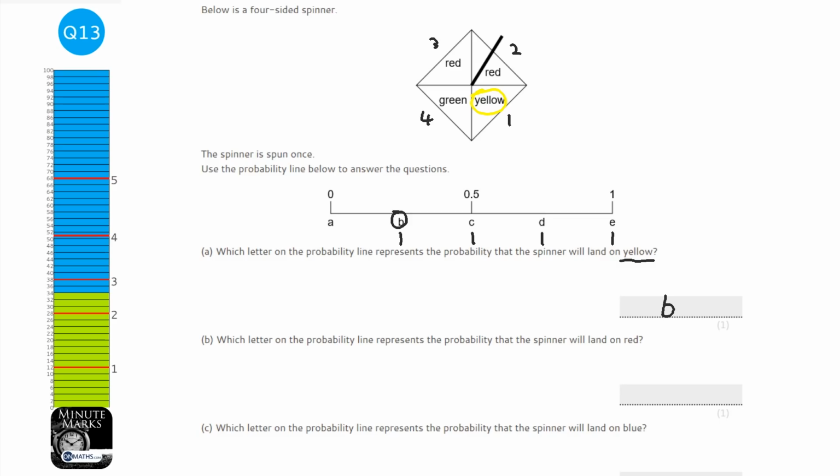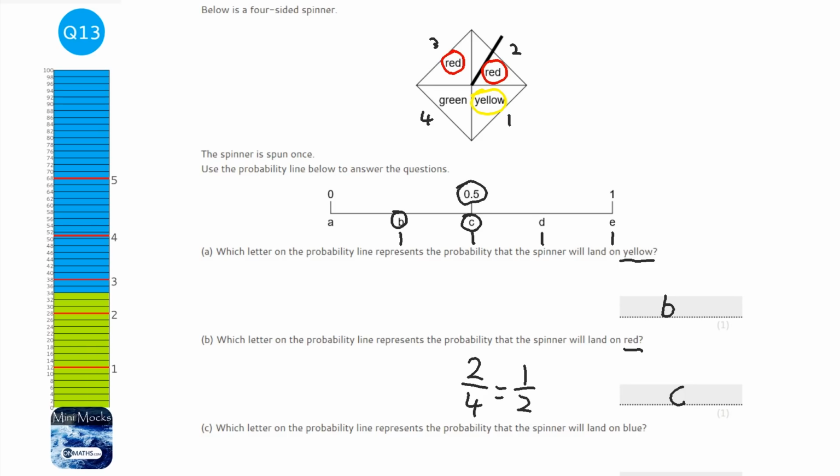Which letter represents probability of landing on a red? So we have 2 reds there. So that's going to be 2 quarters. So we've got 1 quarter and 2 quarters would be at C. Now 2 quarters is the same as a half, which is what the 0.5 there is.